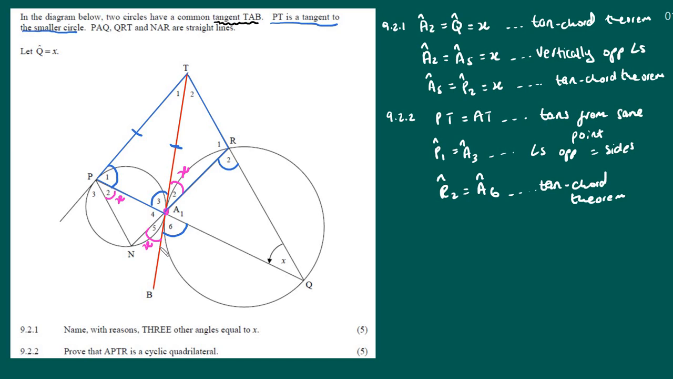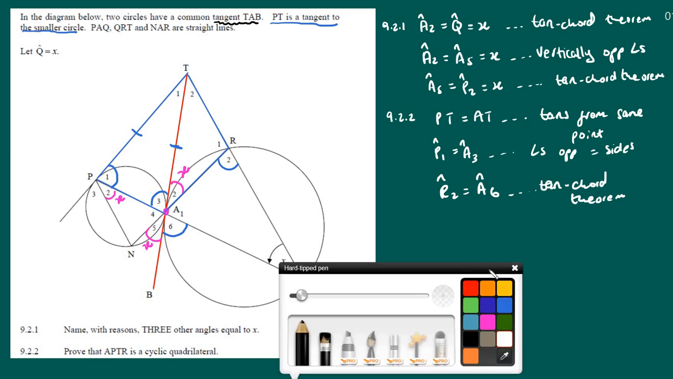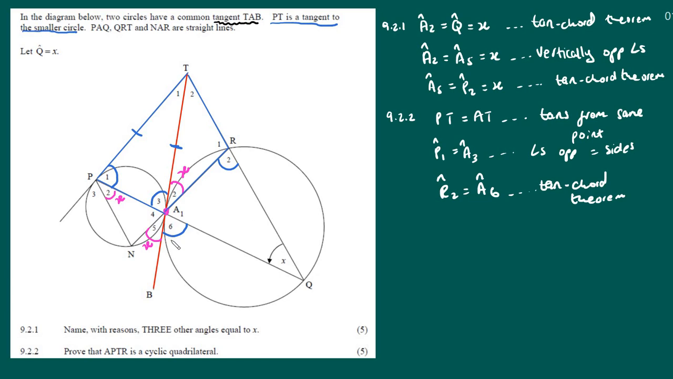So where do we go from there? Now that we know that R2 is equal to A6.